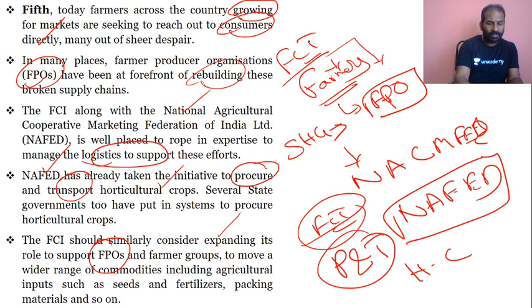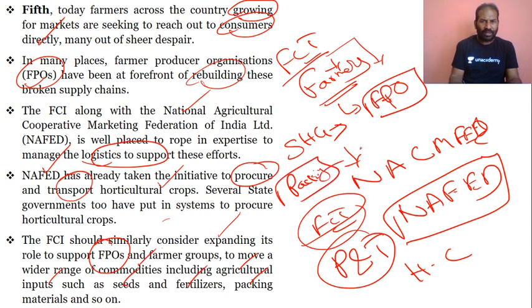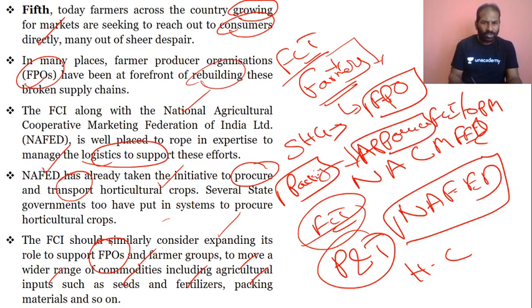We are just at the fag end of our topic, the Food Corporation of India, its role and its relevance in moving a wide range of commodities, including agriculture inputs, seeds, fertilizers and packing materials. What I was talking about, Pratham, initially, was the packing, the appearance, and how it is different between the FCI and the open market. So now the FCI should expand its role of support to FPOs and farmer groups.